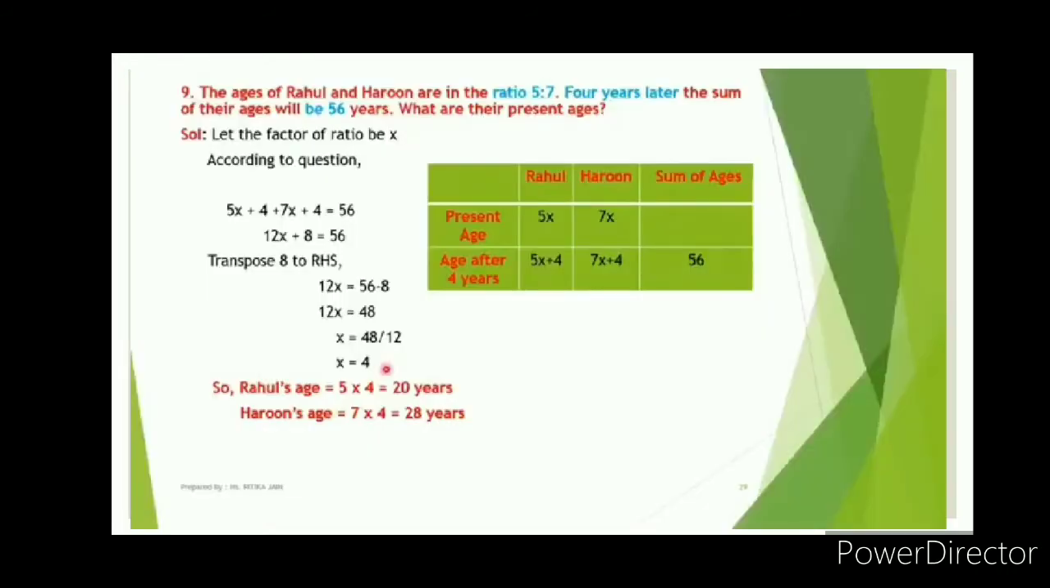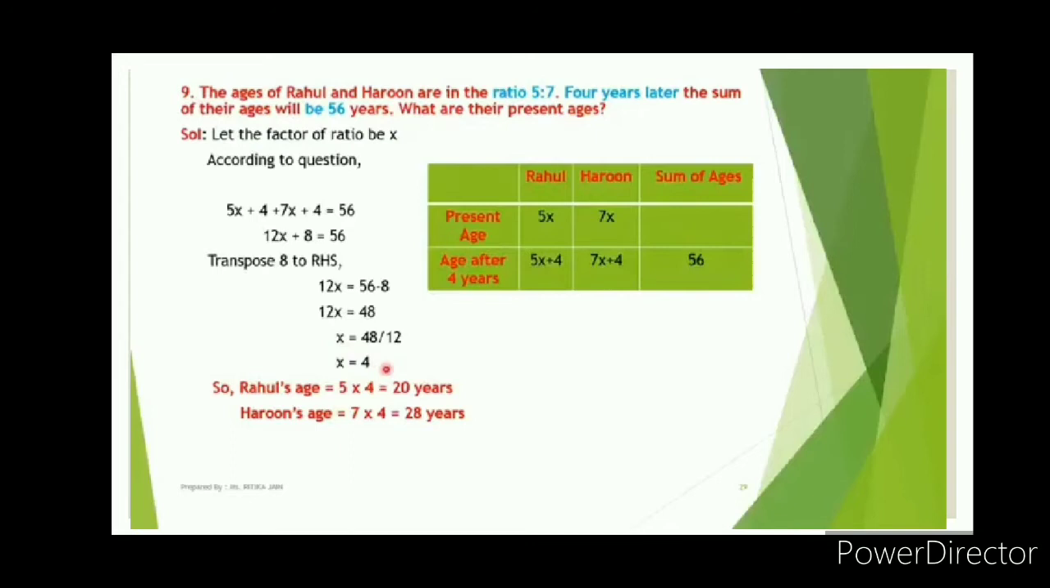Question 9. The ages of Rahul and Harun are in the ratio 5:7. 4 years later, the sum of their ages will be 56 years. What are their present ages? In this question, there are two conditions. The first condition is regarding the present age. The second condition is regarding the future age.